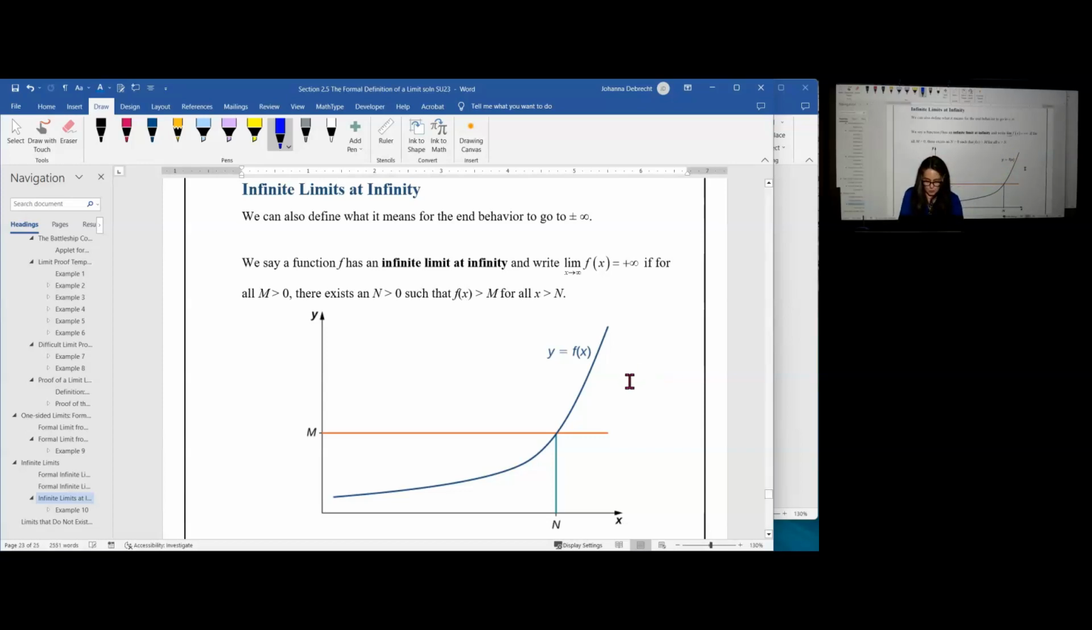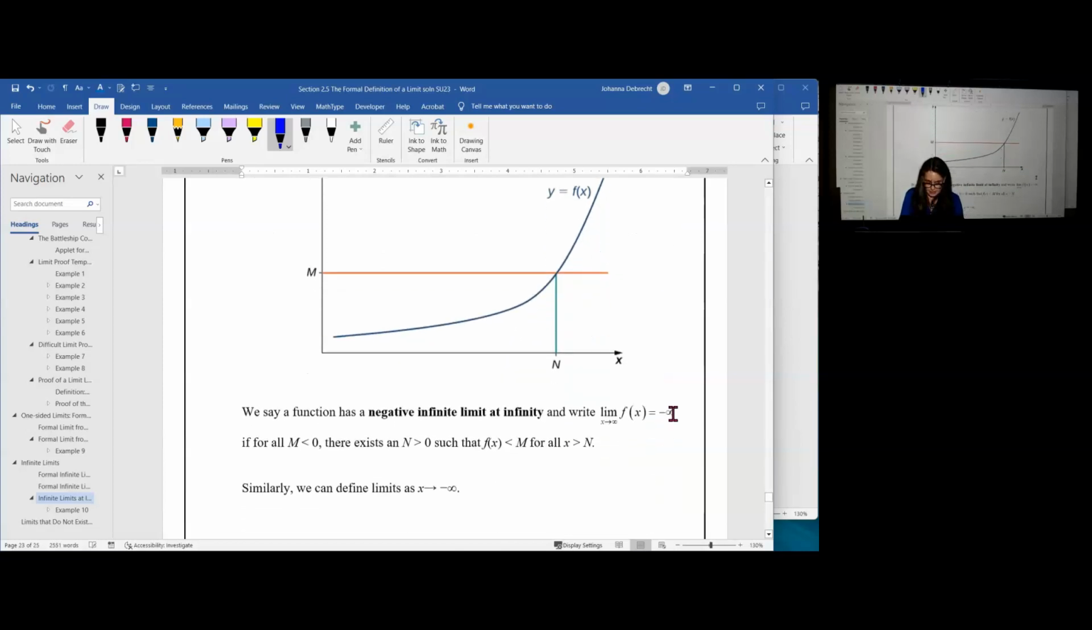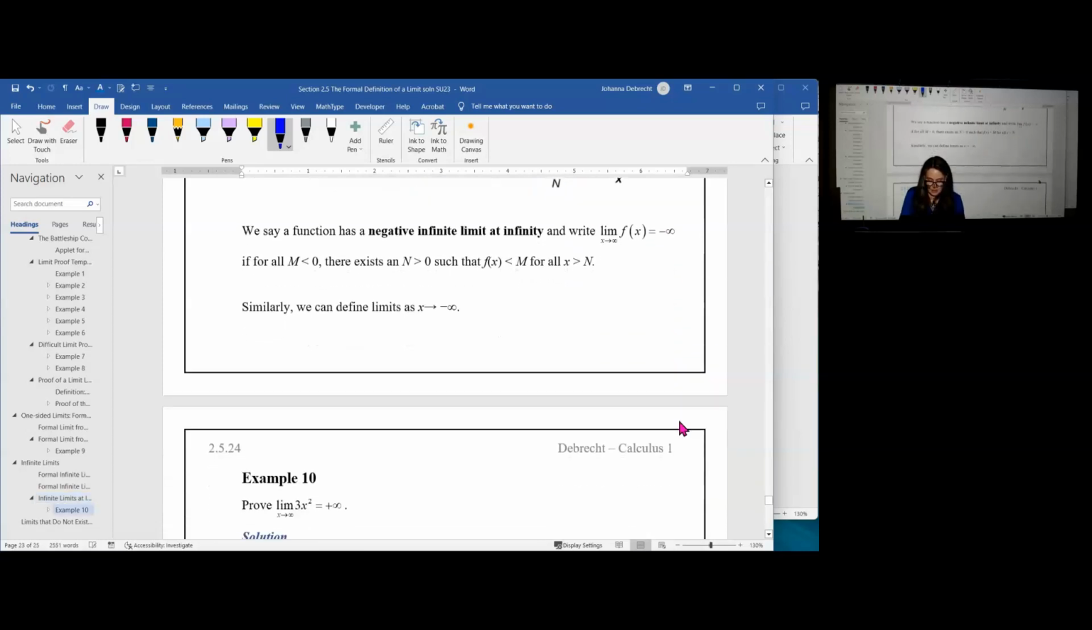And we have a similar one for going to negative infinity. In the case of negative infinity, you can say if for all m, some big but negative number, there exists an n greater than 0, such that the function value gets even lower than m for all the x past n. Then you've proved it. We have similar definitions for the left side end behavior as well.